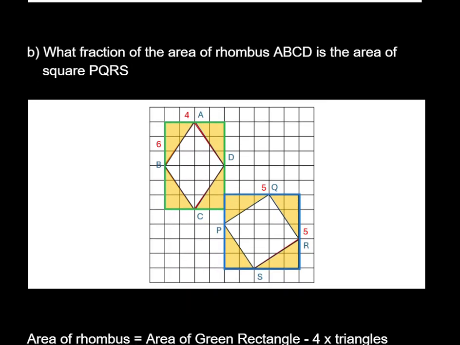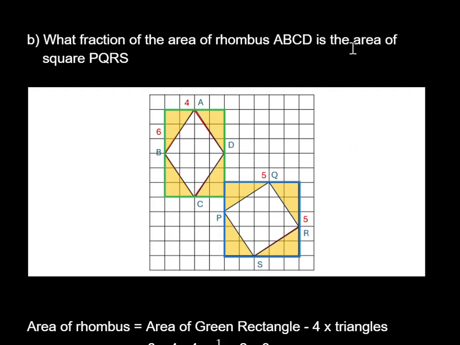Next, what fraction of the area of rhombus ABCD is the area of the square PQRS? So you are supposed to find the areas so that you can find the fraction of the two. How do you find the area of such a figure? The easiest way is to take the rectangle and subtract away the 4 triangles.